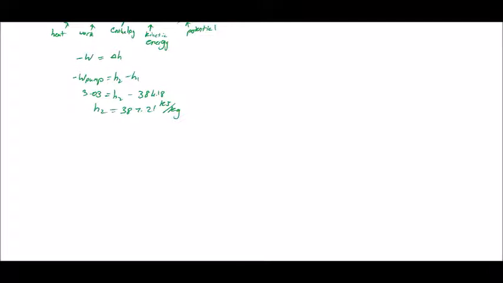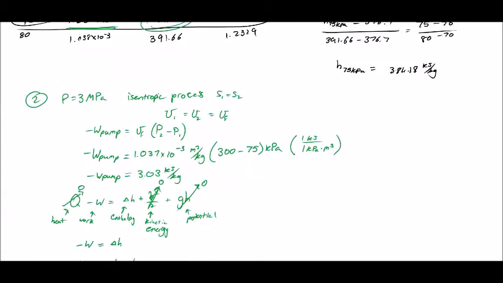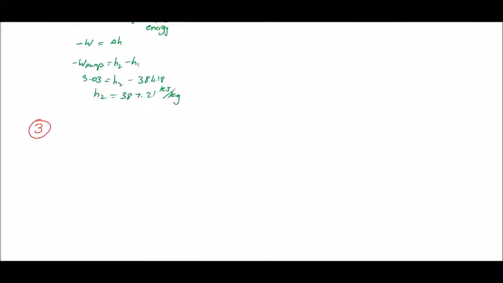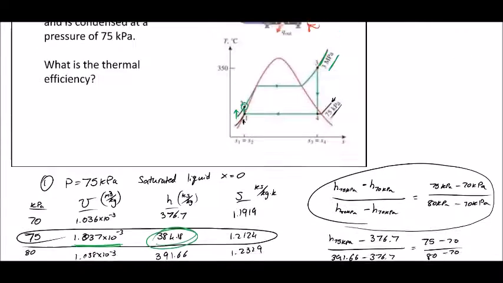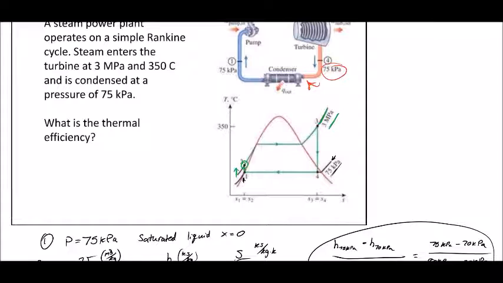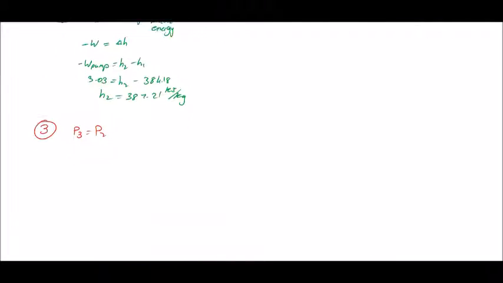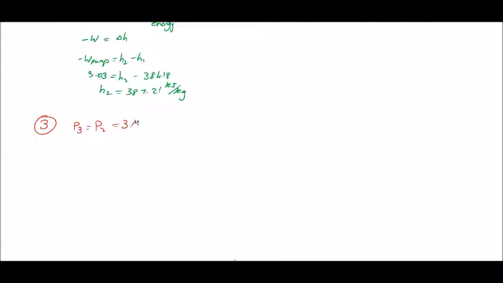State 3. We know that the pressure is going to equal the pressure at 2 because they're both on the same line. You see right here, this line right here, and it's a 3 megapascal line. So that's going to be 3 megapascals.